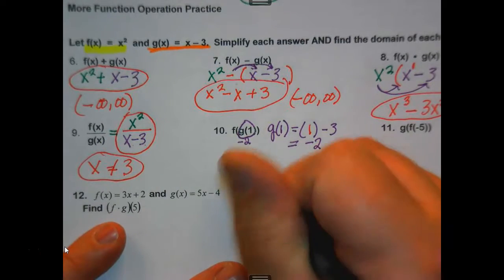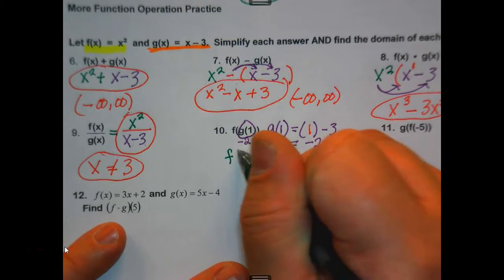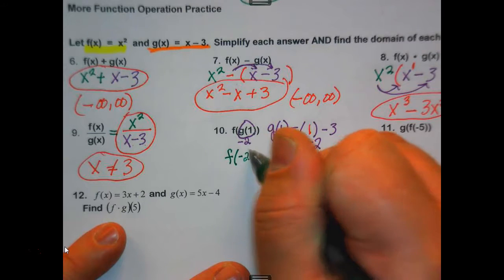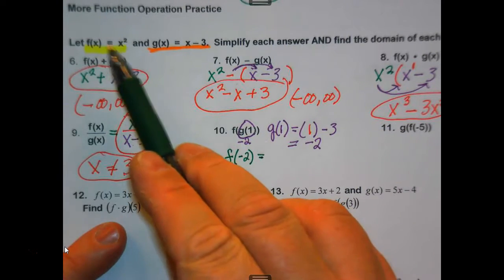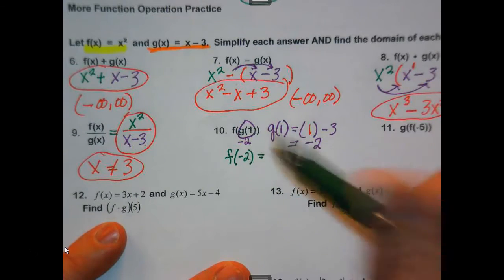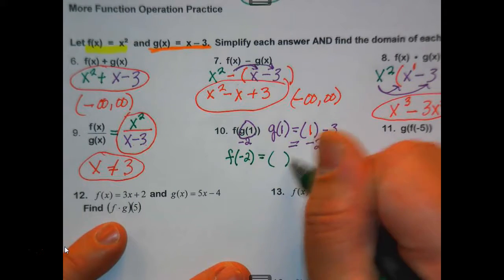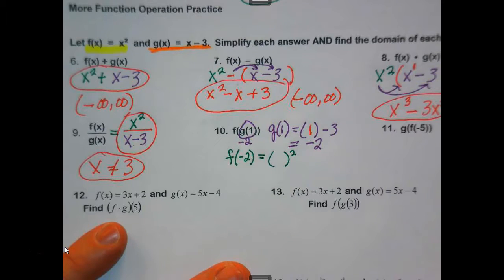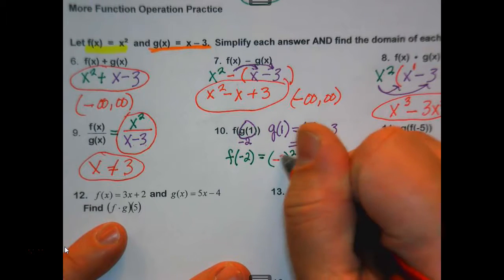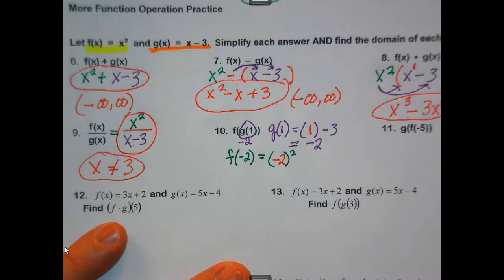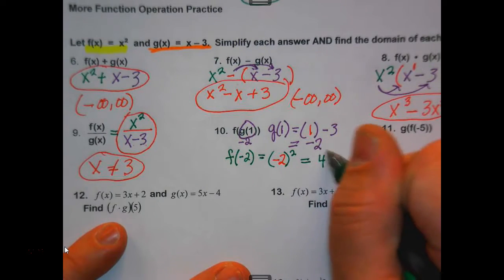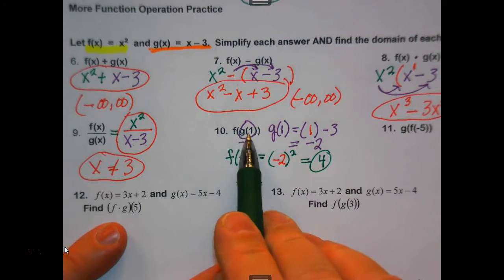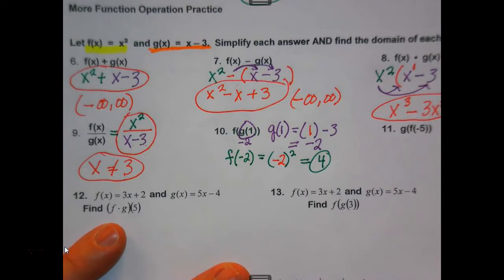So I need to do the f of negative 2. And the f function was x squared. Please use parentheses. Negative 2 times negative 2 is 4. Okay, so the f of g of 1 equals 4.